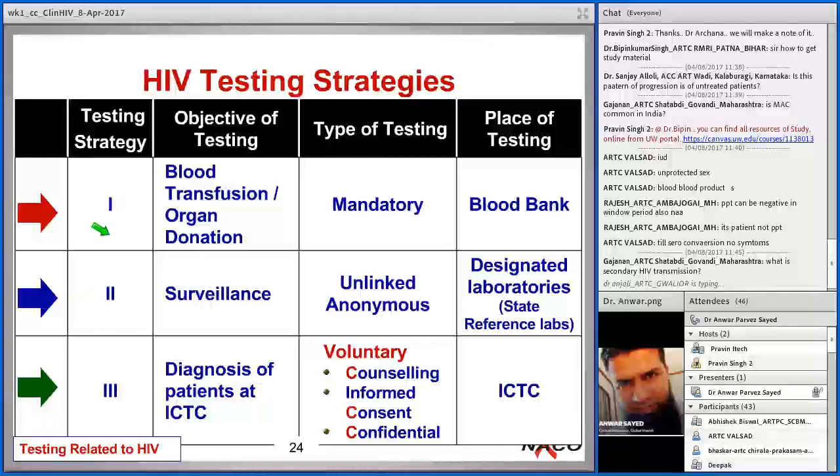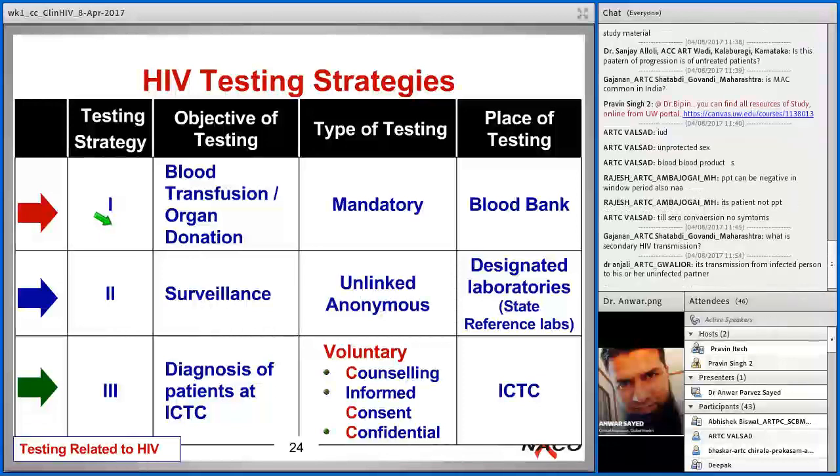So there are 3 strategies for HIV testing in India. For blood transfusion or organ donation, strategy 1 is used, which means you do one test, or single testing is done, and then based on that the results are interpreted as positive or negative. It is done in the blood bank.